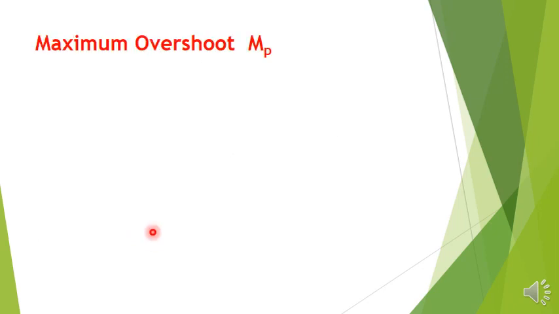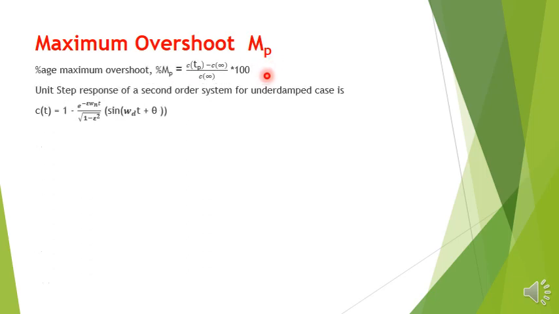Now we will concentrate on maximum overshoot. According to the formula, percentage maximum overshoot, percentage Mp, is equal to C of tp minus C of infinity, divided by C of infinity, into 100. Now the unit step response of a second order system for the underdamped case is C of t, which is this. Now we will find this C of t at t equal to tp and t equal to infinity.